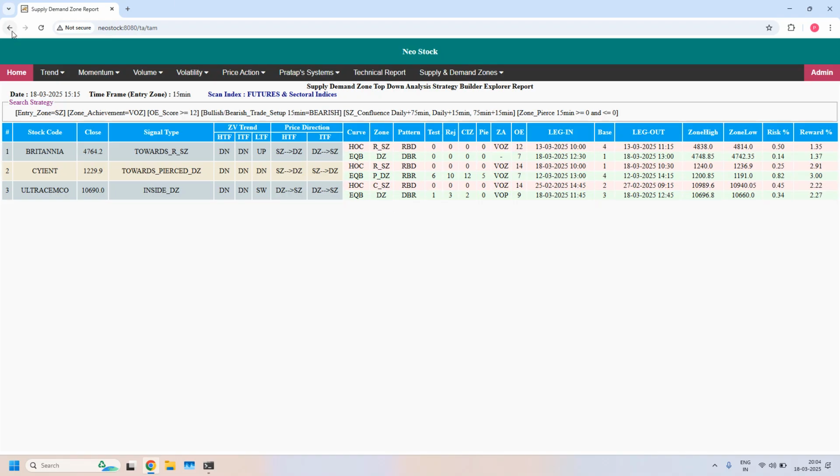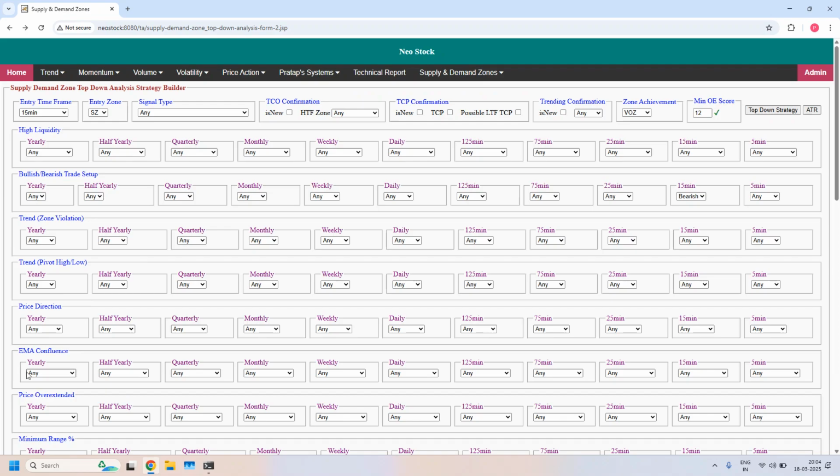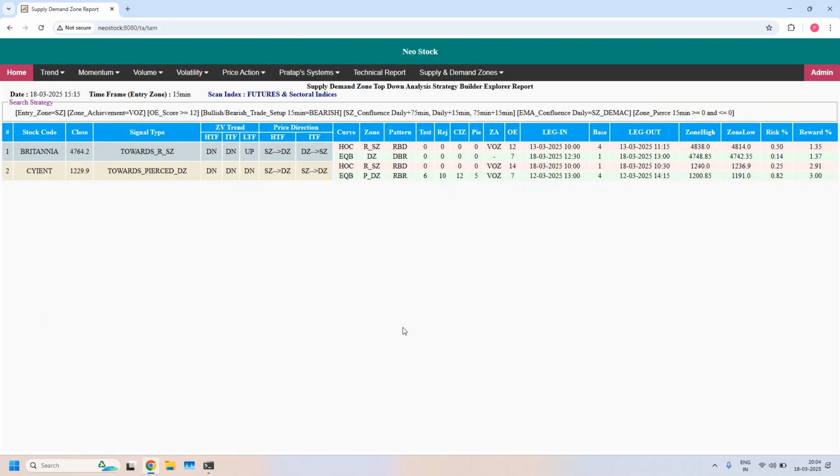Let's verify how many are having EMA confluence in the daily time frame. The daily supply zone having daily EMA confluence. Anyway, trend is down, daily trend. So let's filter. We got 2 stocks out of 3. So these 15-minute supply zones are having even more high probability to get success because they are part of a daily zone, and the daily zone is having daily EMA confluence. So this is the bearish trade setup for daily income trade.